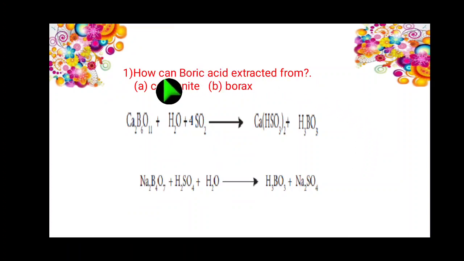Question number 1. How can boric acid be extracted from colemanite and borax? Boric acid can be extracted from borax and colemanite, right? The first equation we see, the colemanite ore, molecular formula Ca2B6O11, reacts with sulfur dioxide and water, they give calcium sulfate and boric acid, right? This equation is unbalanced.